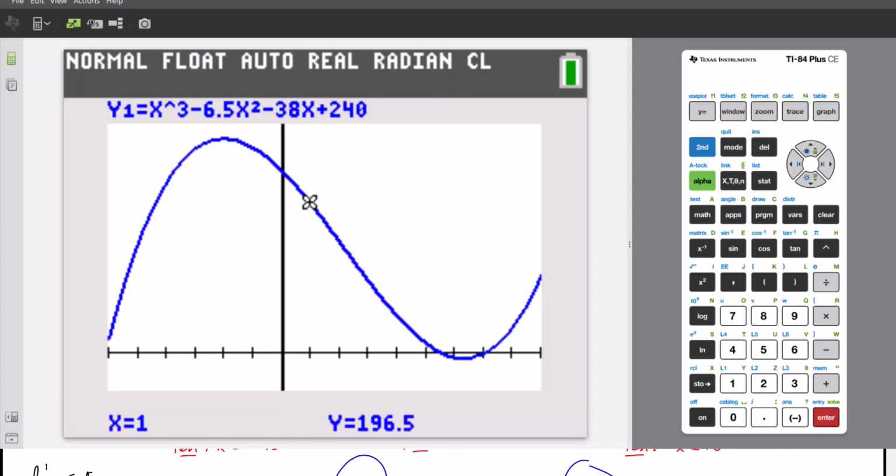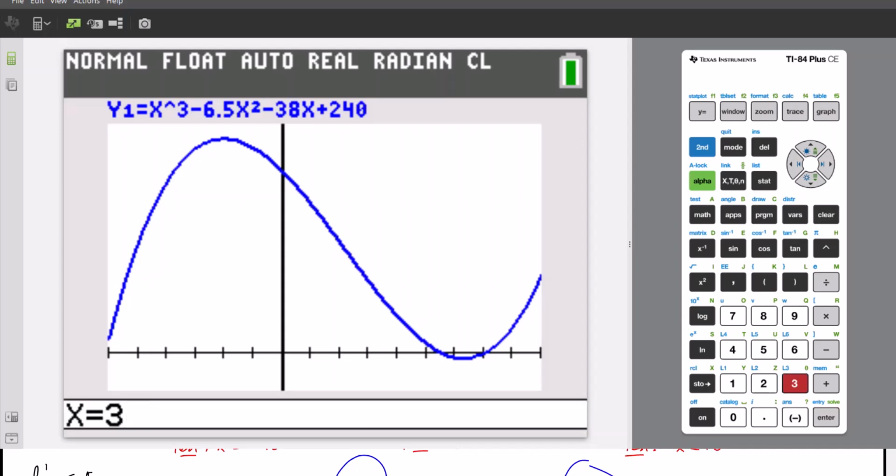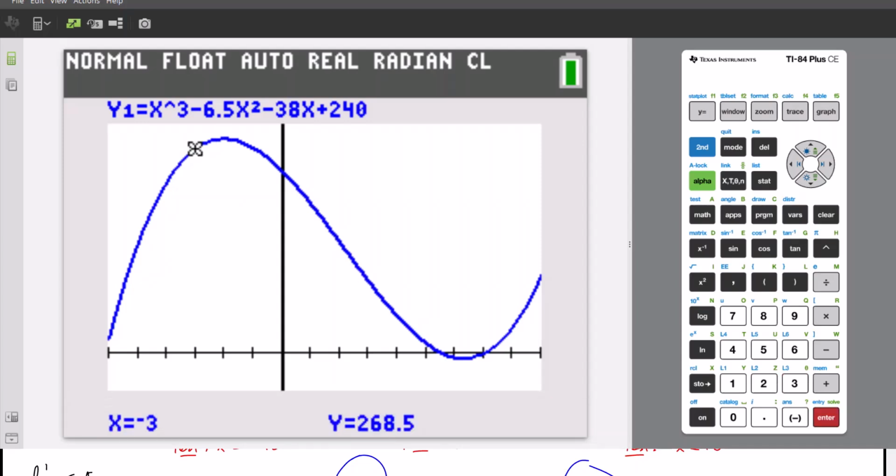You can trace some random numbers and you'll get more points for more accuracy if you want. And once you're satisfied with how many points you've got, then just transfer the x and y coordinates to the page and draw the curve on the paper.